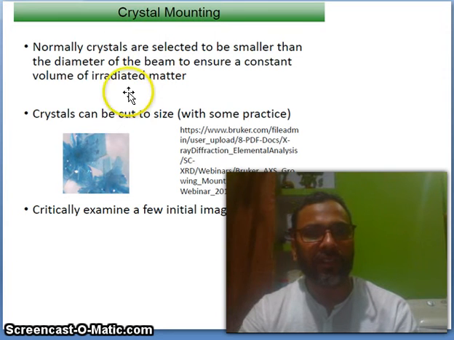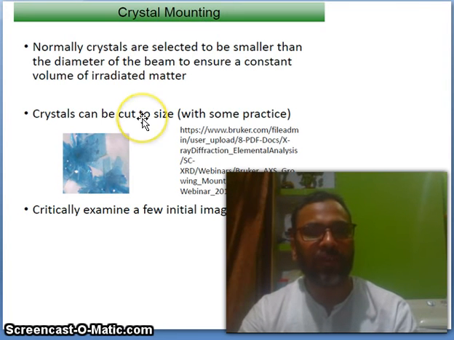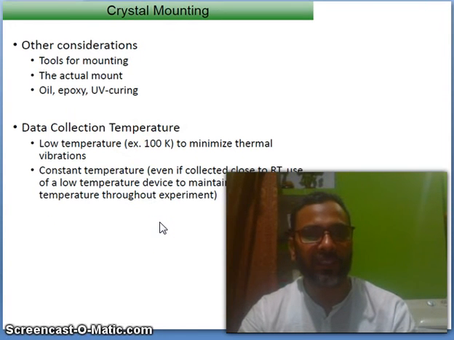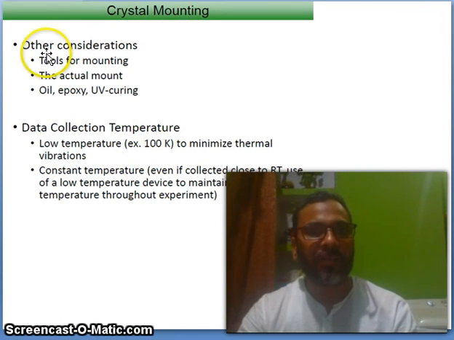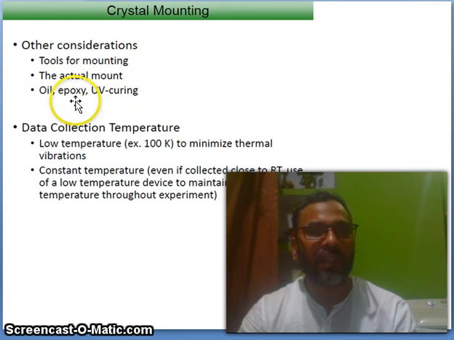small crystals. Crystals can be cut to size. If you have a blade, then you can cut it with some practice. You need practice for cutting, and the operator knows well how to cut. If you have the experience, then you will also know. Critically examine a few initial images. Then crystal mounting, other considerations, tools for the mounting, where actual mounts, oil, epoxy, UV curing. You just add oil or epoxy so that it is stuck to the goniometer.